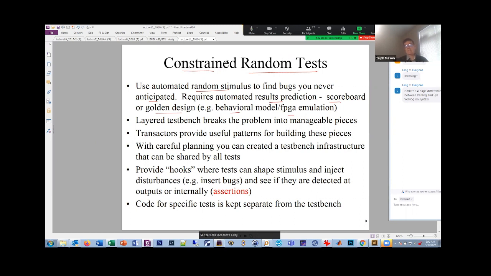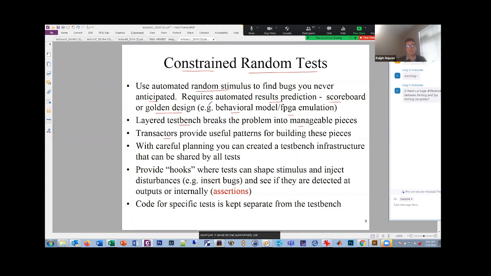That's a key thing about verification environments and SystemVerilog. You can use constrained random testing. We're going to layer the testbench, which breaks the problem into manageable pieces. We're going to see what that looks like. Transactors provide useful patterns for building these pieces. So you could have a transactor that did the loading and the clocking. It would do that automatically.